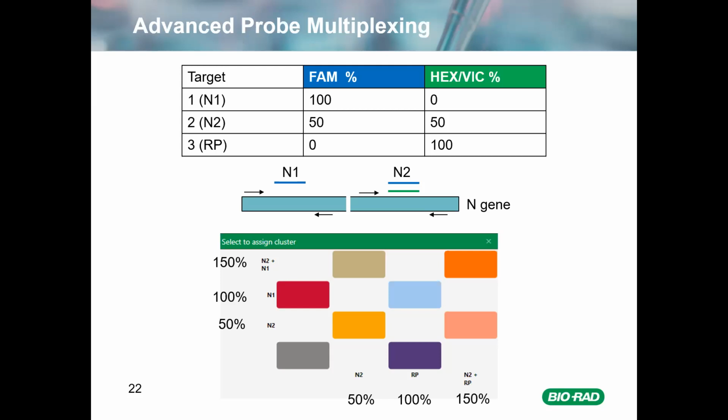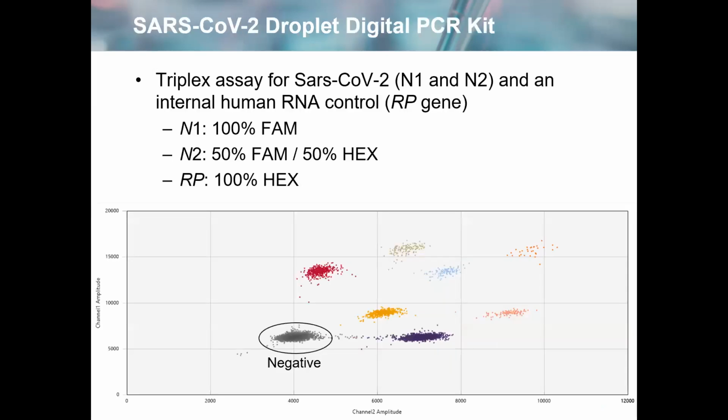Now, this is a cartoon representation. What does the actual data look like? So here is an example data set using our triplex assay. Again, you can see our negatives. We also have our N1, which are positive for FAM only, our RP that are positive for HEX only, and then we've got our dual positive droplets that are positive for both, and then our 50% FAM and HEX, which is our N2. So just like what we saw with the cartoon.